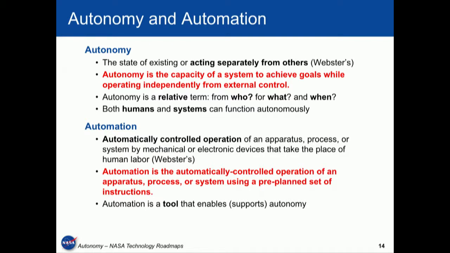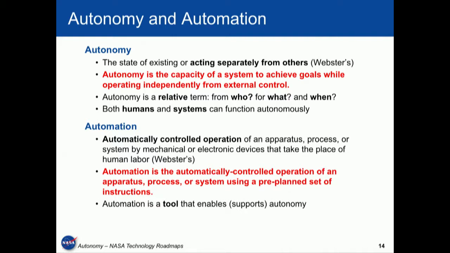Along those lines, I want to point out that autonomy is a relative term. You can only be autonomous if you think about autonomous from whom or from what, and when. And I pointed out that both humans and systems of all kinds, robots, spacecraft, habitats, can function autonomously. That's an important part. If you look at the agency here, we care not just about making spacecraft more autonomous, we also care about human crews, as they go into deeper space, being more autonomous, more independent of Earth, independent of mission control.